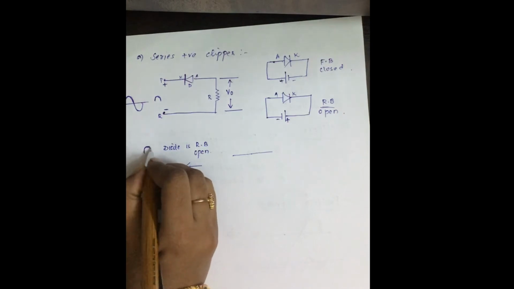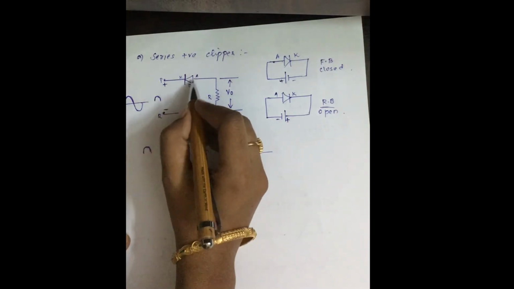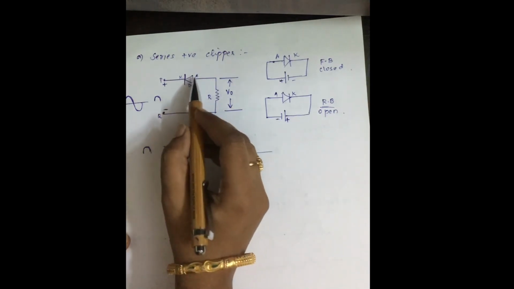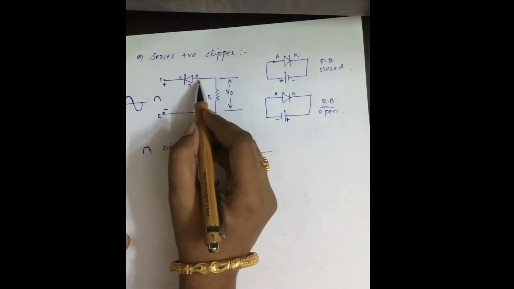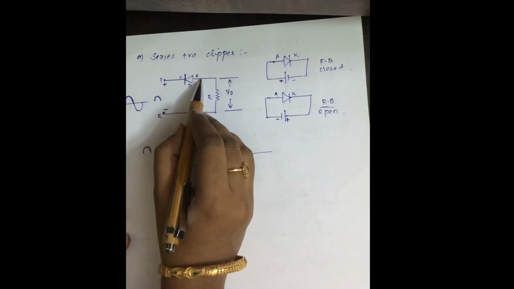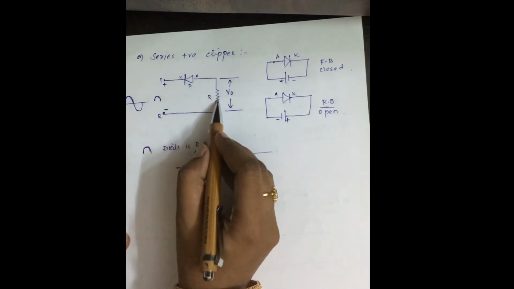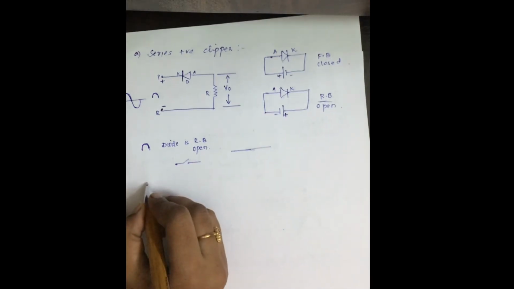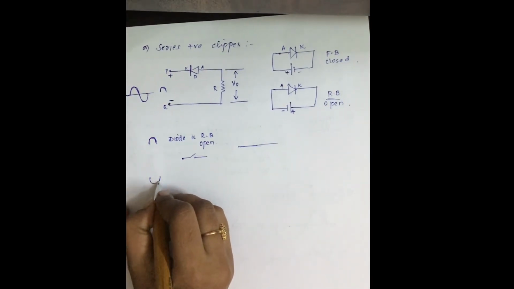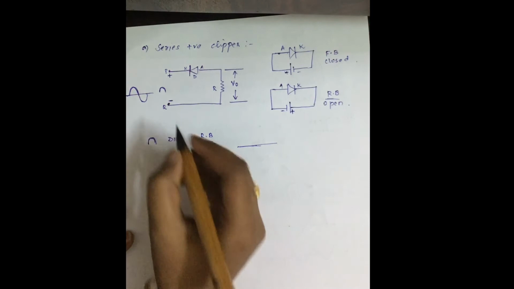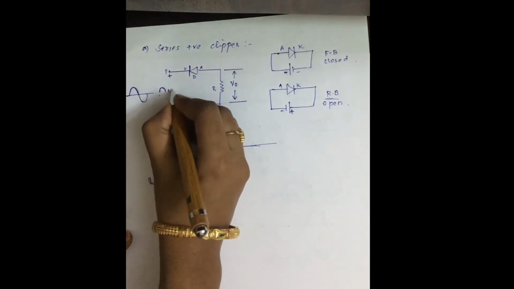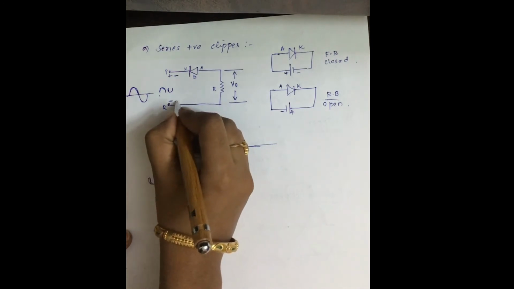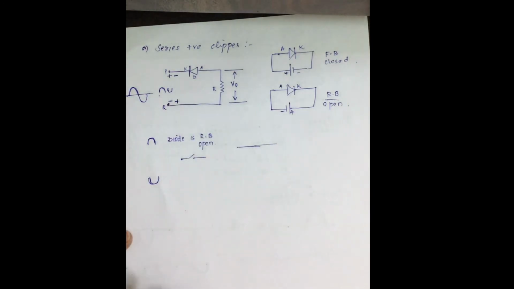So we are applying a positive signal. Since the diode is in reverse bias condition, it acts as a switch, that is an open switch. No current will flow through the diode and hence no current will flow across the resistor, hence no output. Now you are applying a negative half cycle. So when you apply a negative half cycle, P will become negative and Q will become positive.